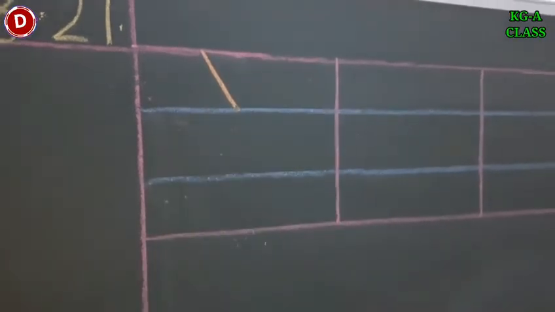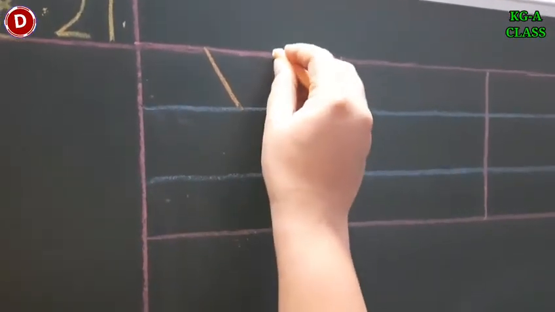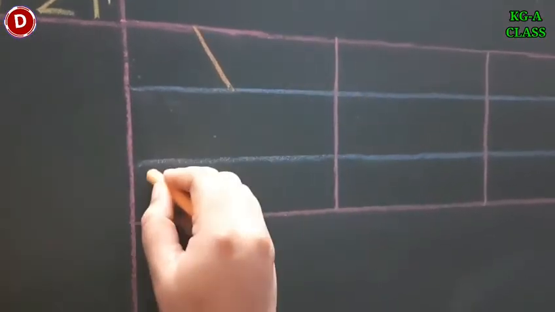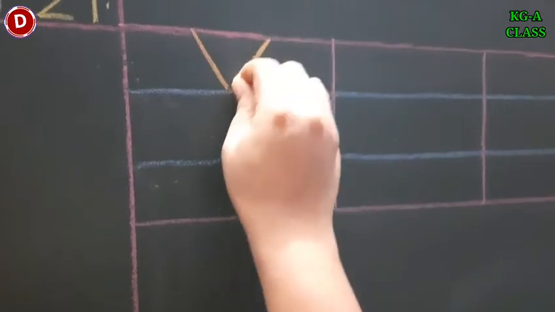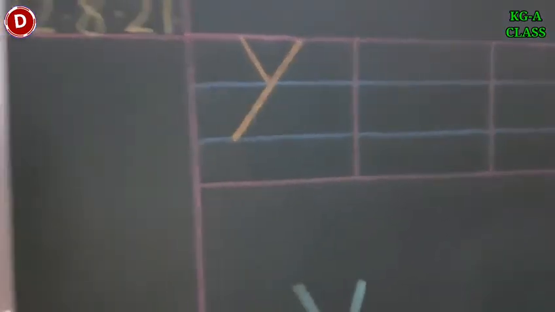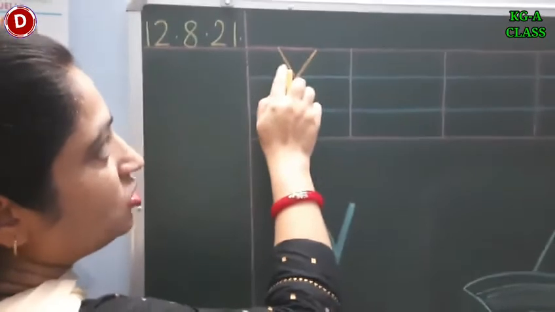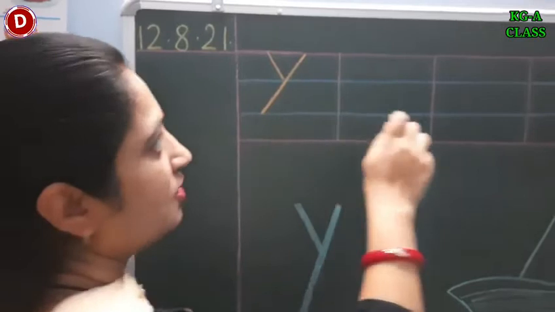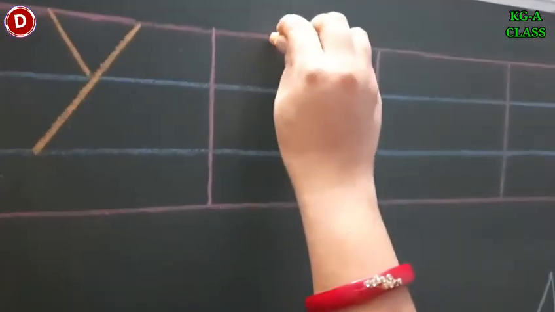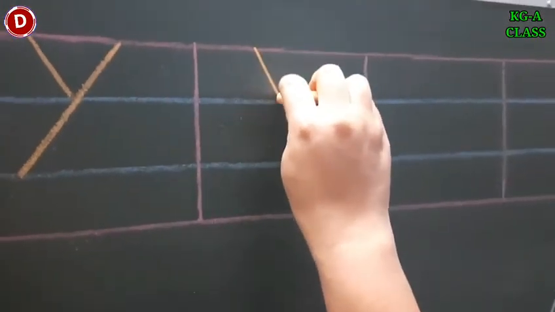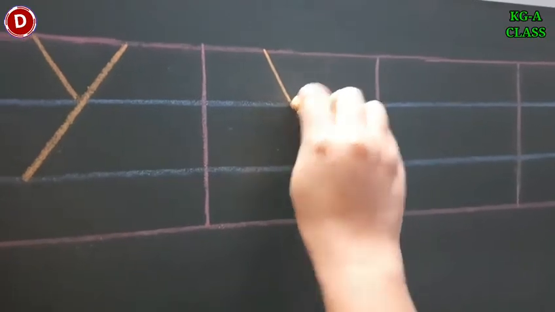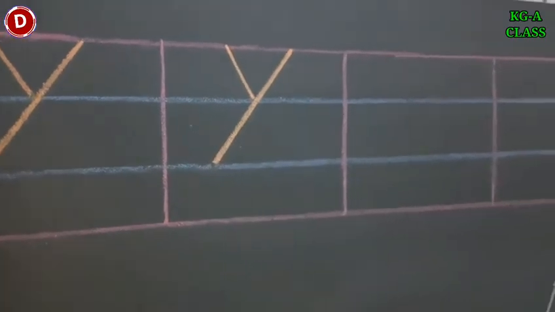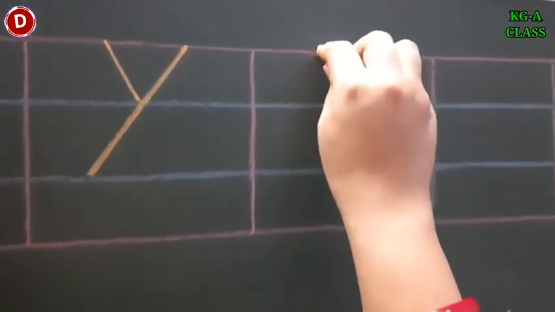Then remove your hand. Now children, on this side you have to make again one slanting line which is going to be longer. Okay. So like this. In this way. So the first slanting line will be shorter and the second one will be longer in the opposite direction. And this way you have to write capital Y. So see. Small slanting line, then a big slanting line like this.